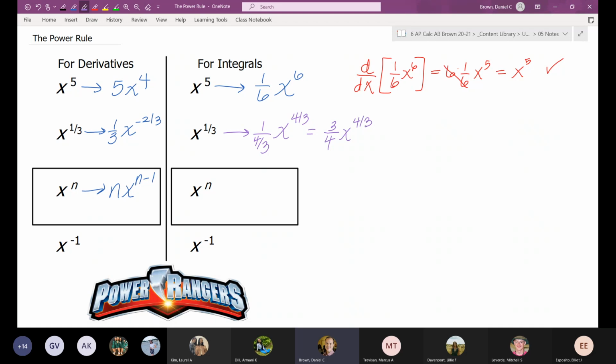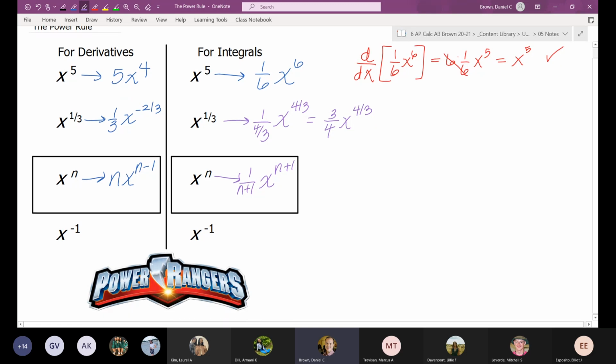The way we're going to write the power rule for integrals: instead of subtracting 1, we're going to add 1. And instead of the original exponent coming down in front as a coefficient, the new exponent is going to be in front, as 1 over it, as a coefficient.